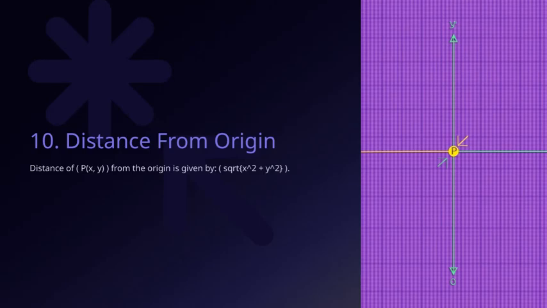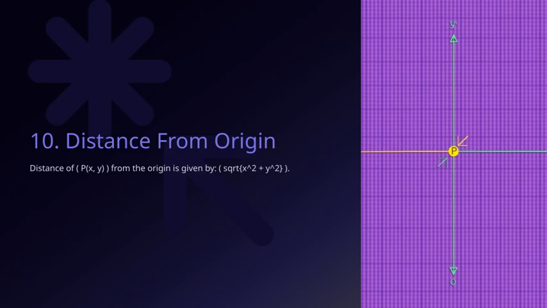Now, let's talk about the distance of a point P(x, y) from the origin. The key idea here is that we can find this distance using the formula, the square root of x squared plus y squared. This might seem familiar because it's based on the Pythagorean theorem, which relates the sides of a right triangle. Essentially, if you think of the origin at (0, 0), then the coordinates (x, y) form a right triangle with the axes, and this formula gives us the length of the hypotenuse.